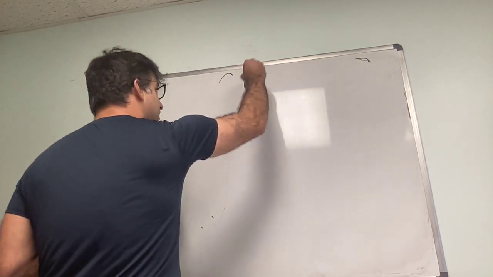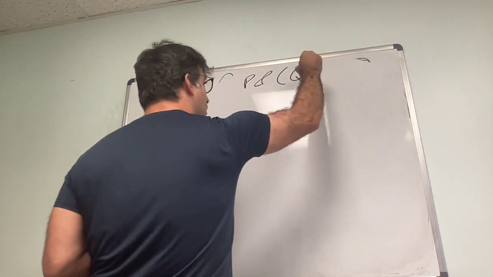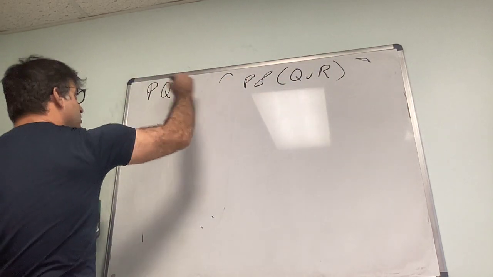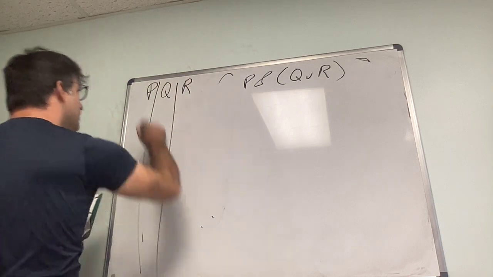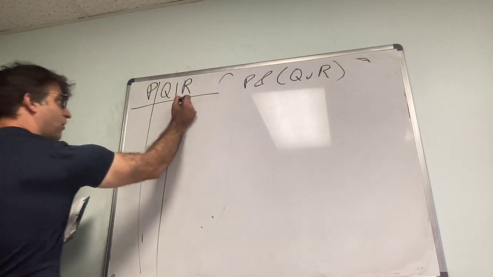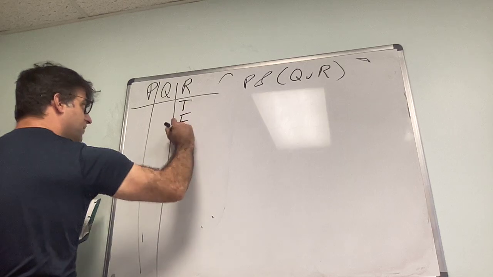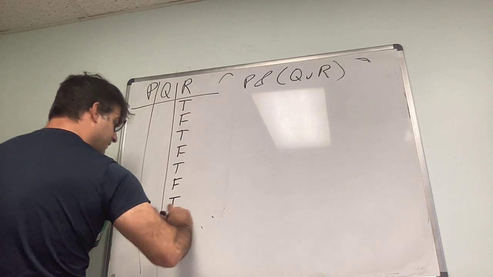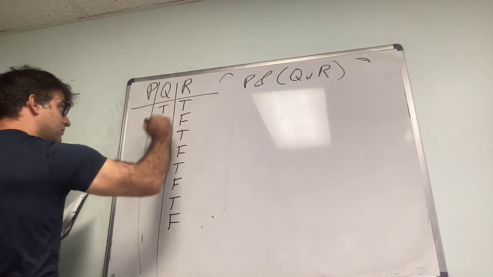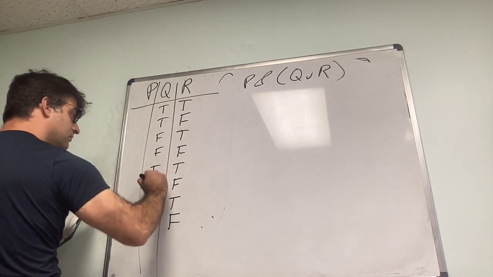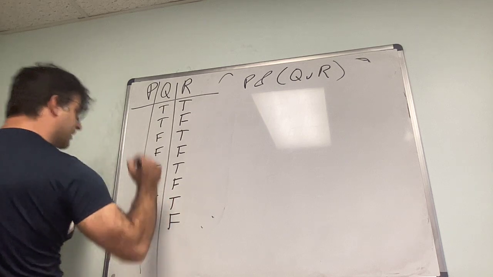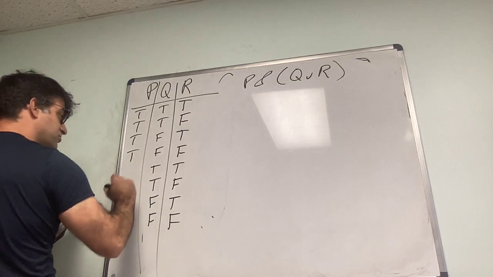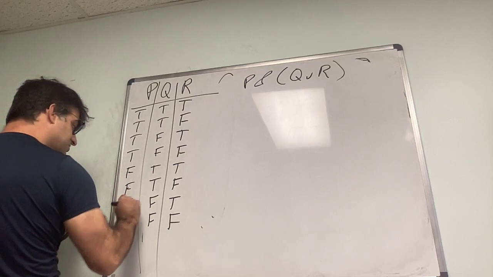You have a statement like P and Q or R. You've got 3 letters, P, Q, R. You need 8 rows. Again, alternate on the right side column: true, false, true, false, true, false, true, false. Then double it. You go 2 and 2. And again, the left-hand column is going to be half and half. Double it again to get 4, which gives you true, true, true, true, false, false, false, false.